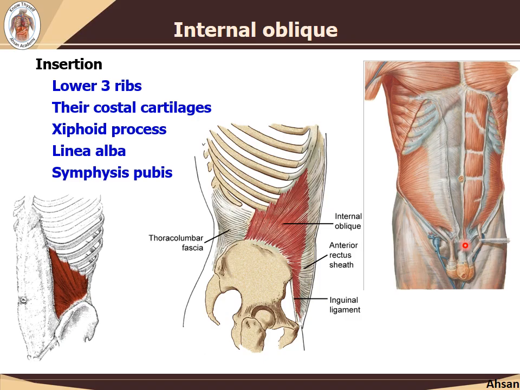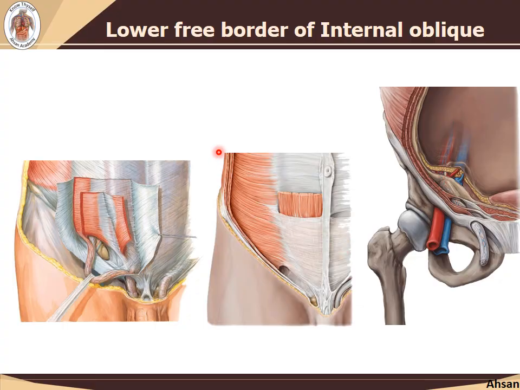Fibers are perpendicular to those of the external oblique muscle. So when the two contract, there will be a forceful, tough barrier of the wall. For the internal oblique muscle, here you have seen it is attached to the thoracolumbar fascia, iliac crest, then the lateral two-thirds of the inguinal ligament. And here you have seen the insertion is completed in the symphysis pubis. So the area between this area and this area is free.